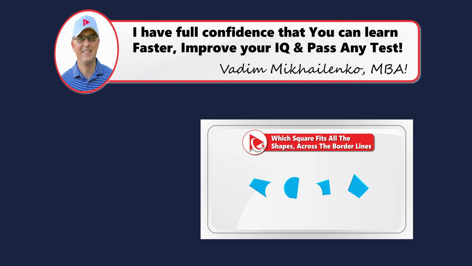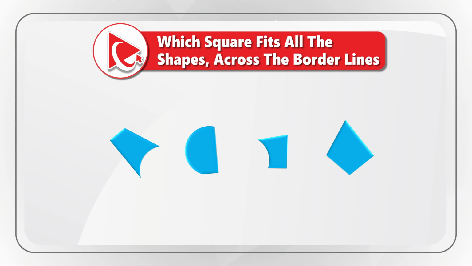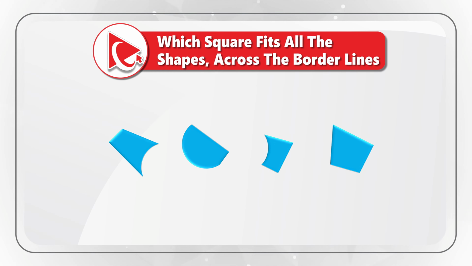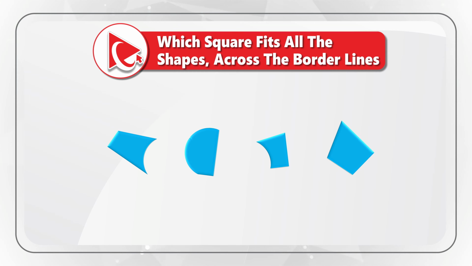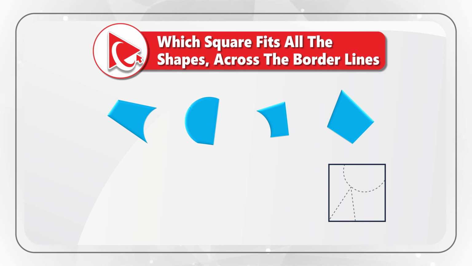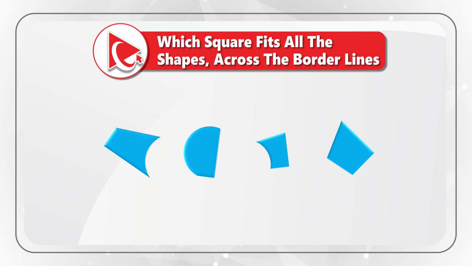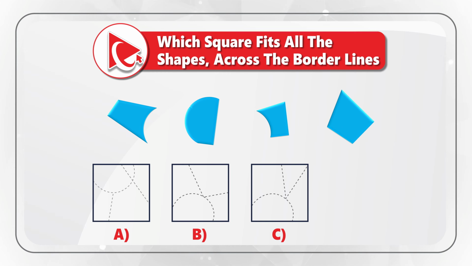Which was initially designed to test your spatial reasoning, but also could be used to test your cognitive abilities and analytical skills. You're presented with 4 shapes, and you need to find the square which fits all the shapes across the borderlines. You need to select 1 square out of 4 possible choices based on the borderlines presented. Choices are A, B, C, and D.